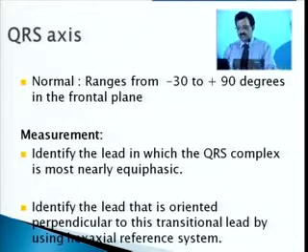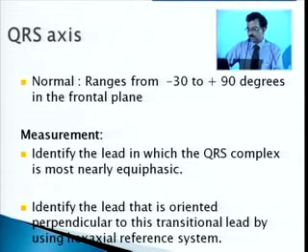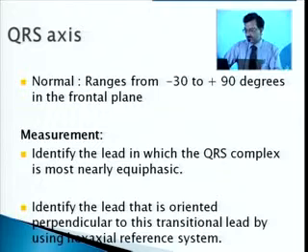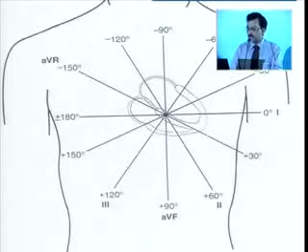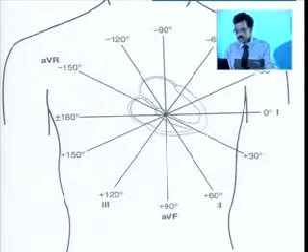Then the QRS axis is also, as Dr. Subramaniam has already spoken, varies from -30 to +90 degrees in the normal frontal plane. So that is how. Now the other important thing is that this has already been discussed.